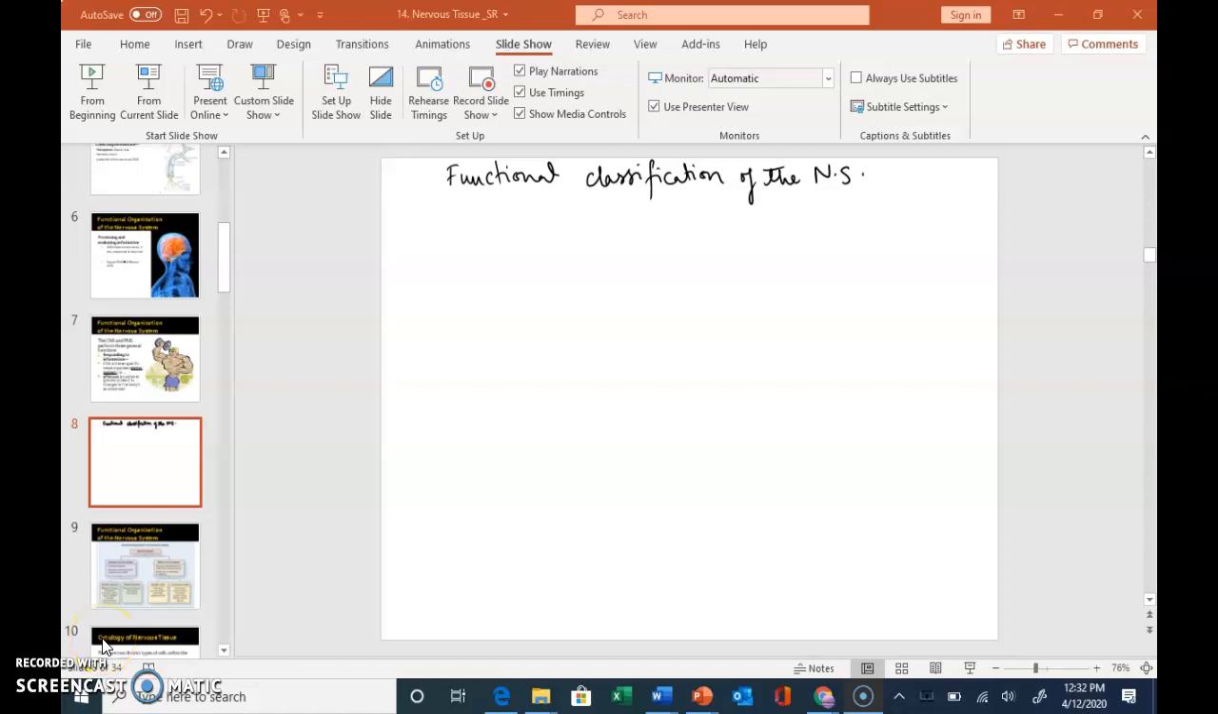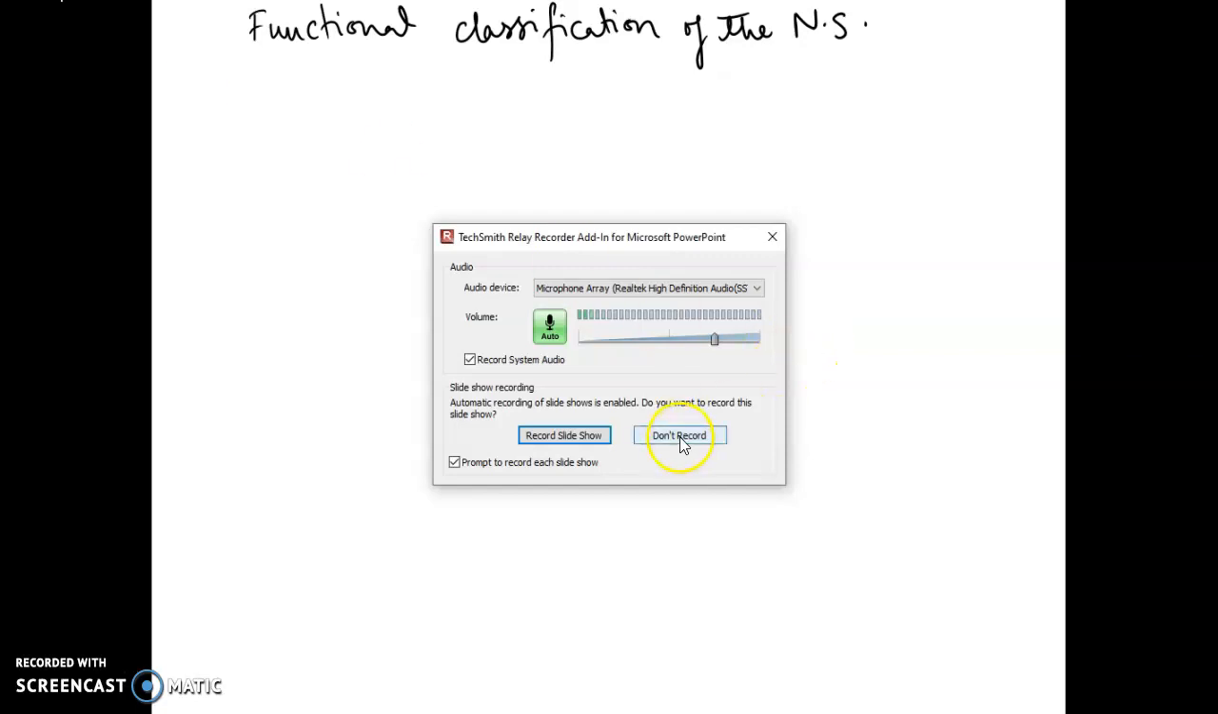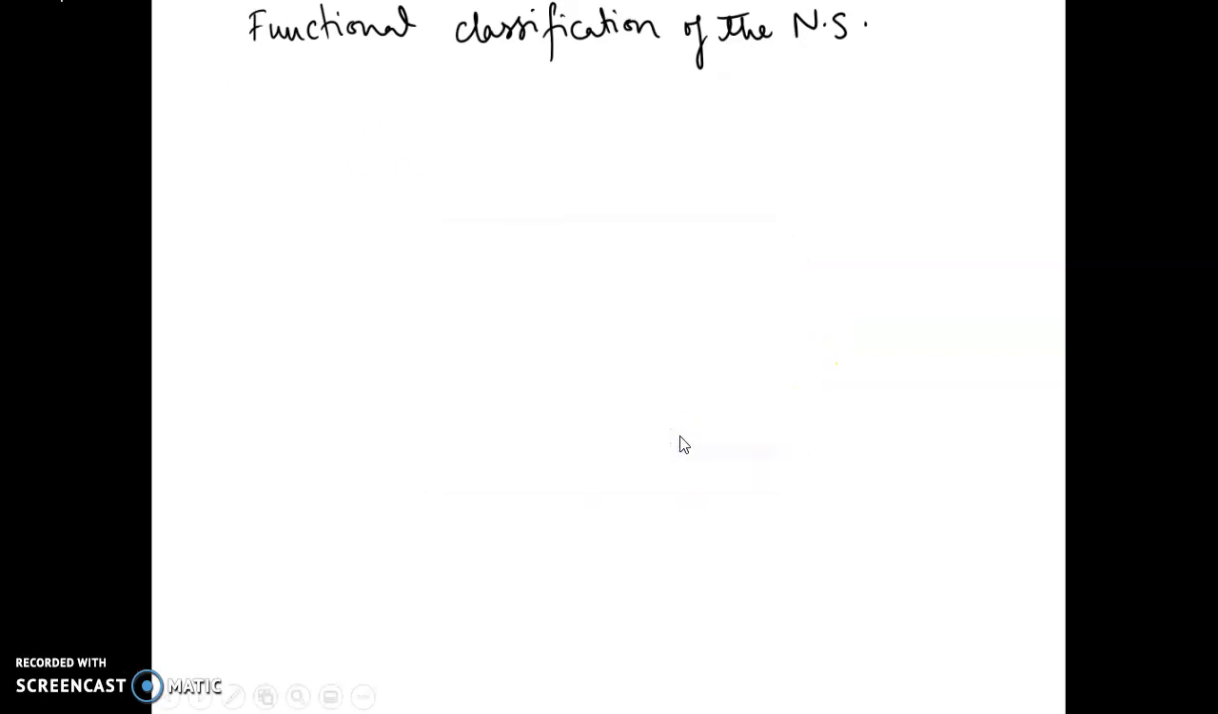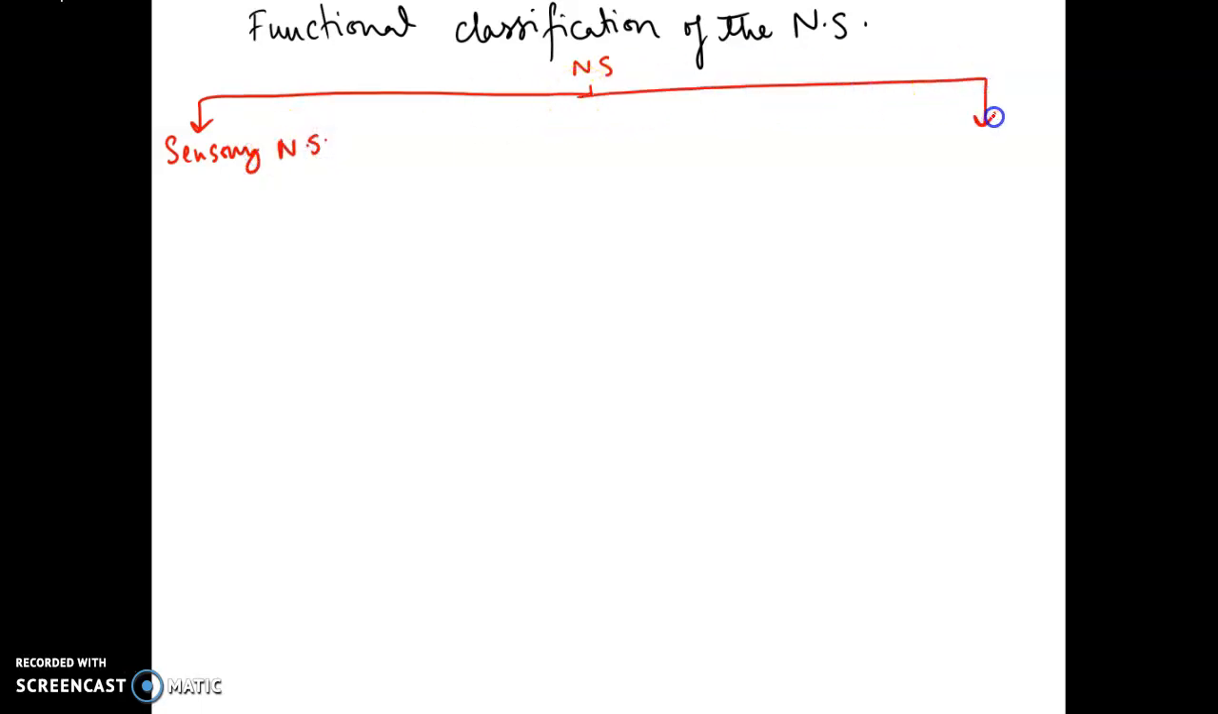All right, so we are looking at functional classification of the nervous system. Functionally, the nervous system can be classified into two types. We have sensory nervous system and motor nervous system. Again, sensory means incoming information. Motor is outgoing.